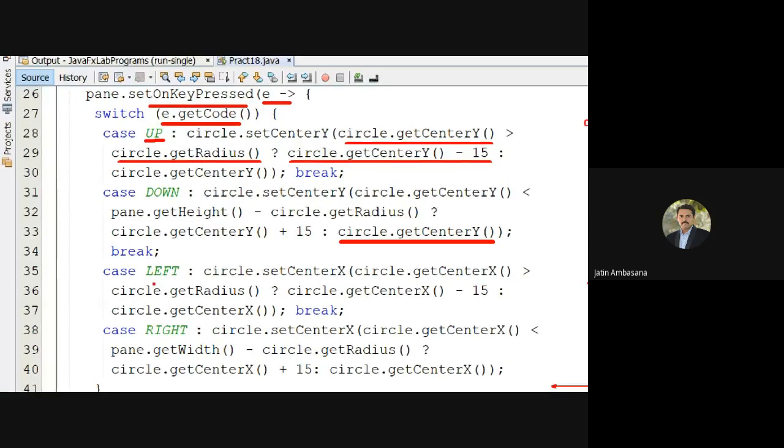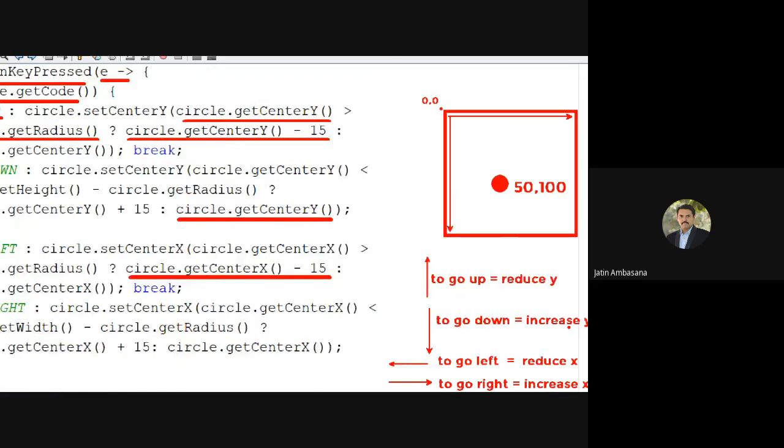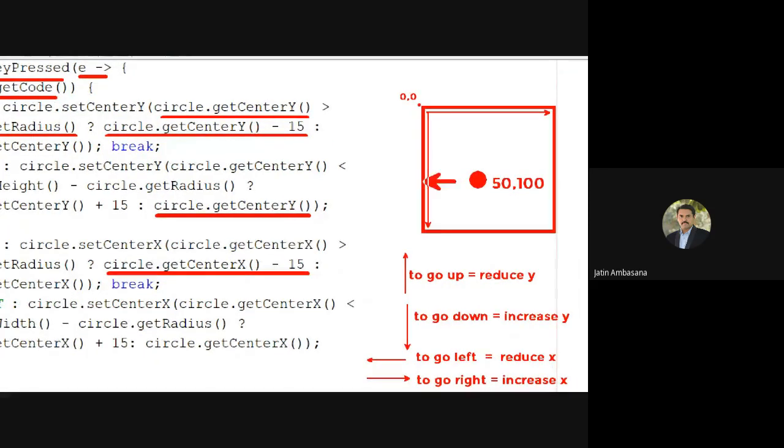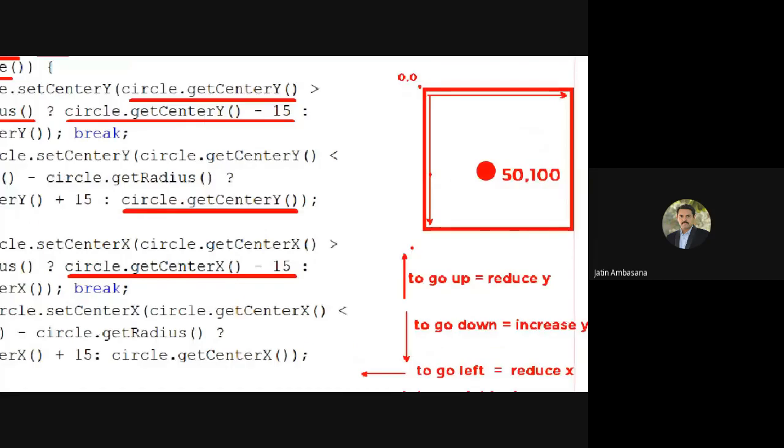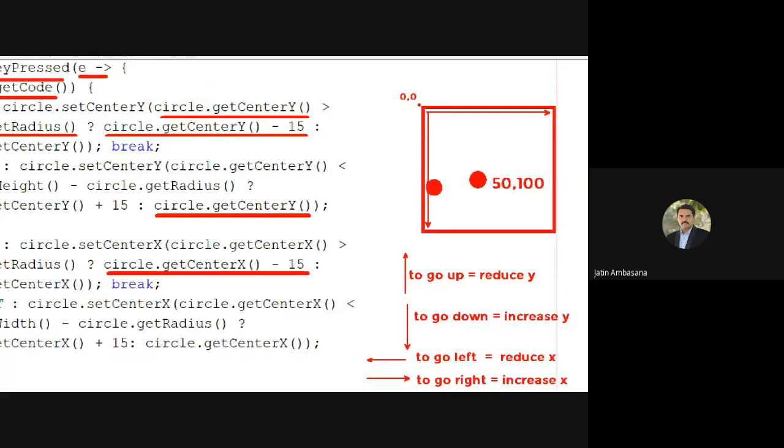Similarly, if you want to go left, you'll do what? You'll set the center x, then check if the center x is greater than the radius, then you reduce minus 15. So in that way you bring the circle to the left, and if it reaches some location over here where the circle looks something like this, then it stops. Okay, then it stops.